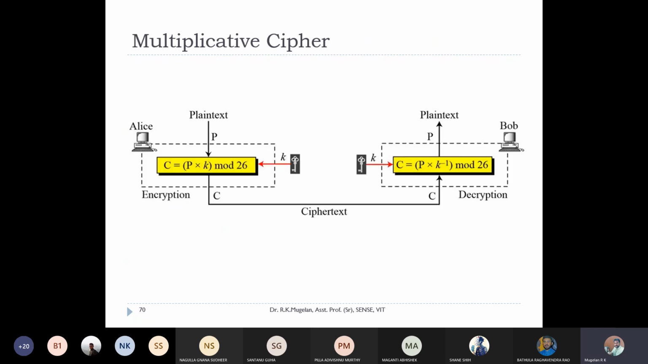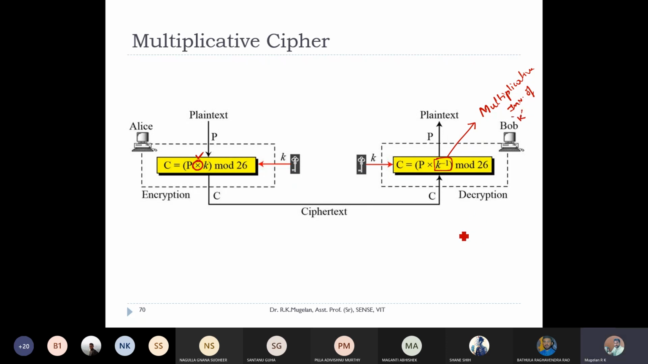Now we move on to our next improved version called multiplicative cipher. Here, instead of addition, they just replace it with multiplication. You can see there's only a small variation. With the multiplication they are doing here, they don't go for any division. Instead, they multiply with k inverse. This k inverse is called the multiplicative inverse of the key k.